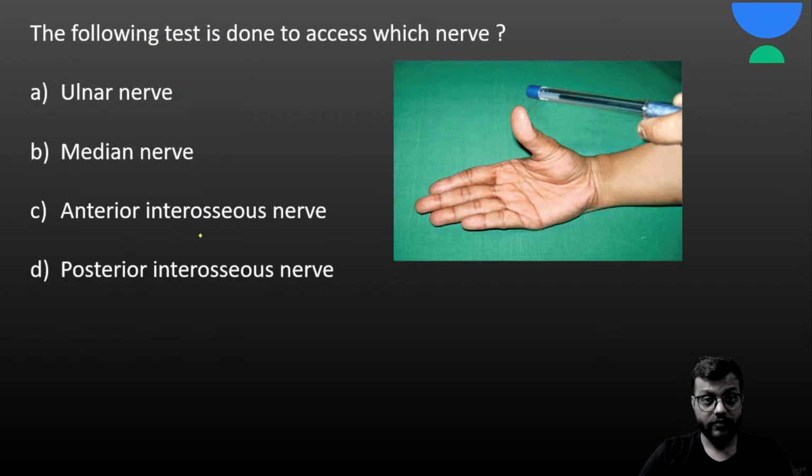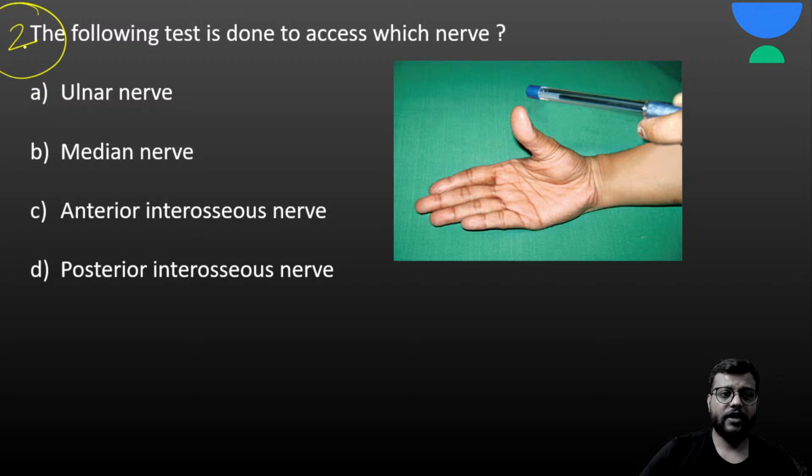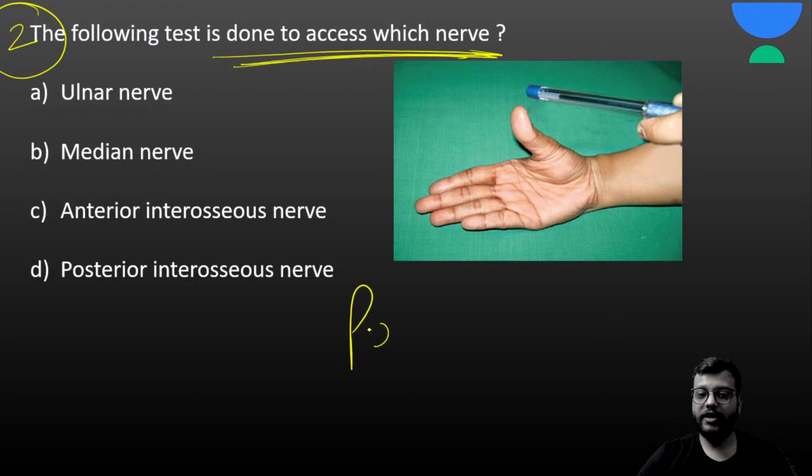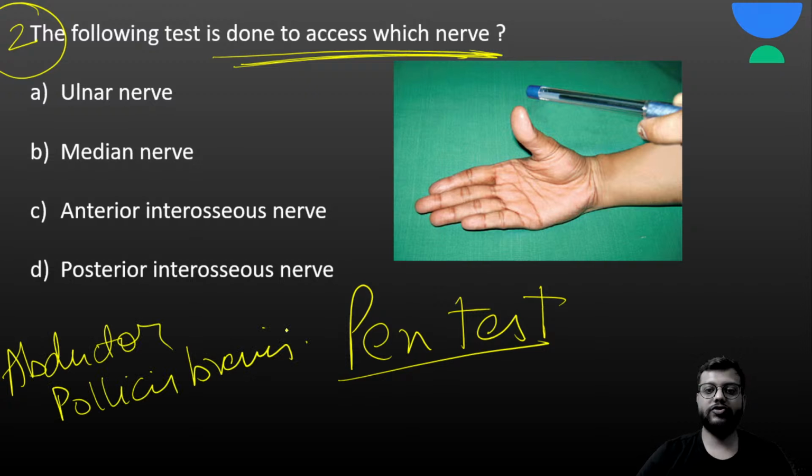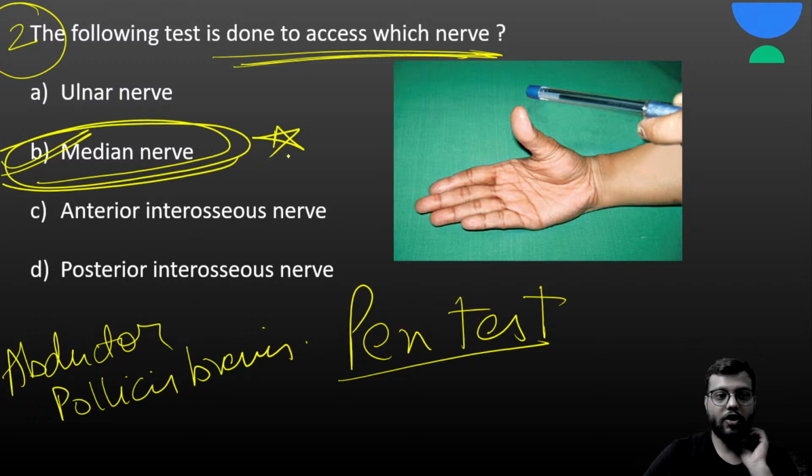Okay, now the second question was: the following test is done to assess which nerve. So first of all, very easy, it is your pen test used for the abductor pollicis brevis, and what supplies this is your median nerve. Okay, what supplies this is your median nerve. So very easy question, the answer was your median nerve.